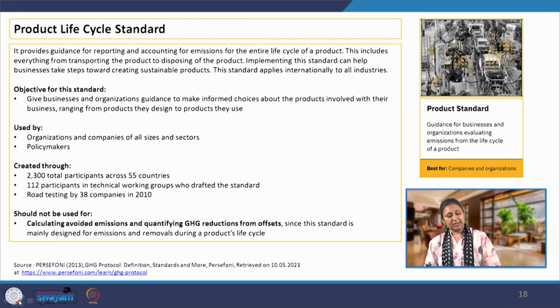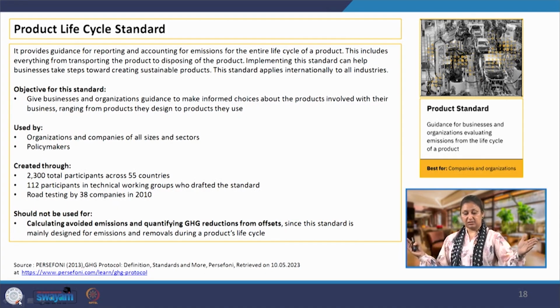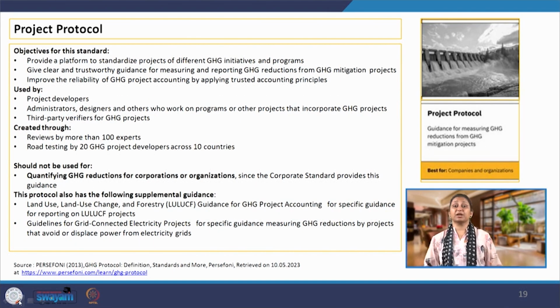The next one is the product life cycle standard, where we are talking about the life cycle of the entire product that is being delivered. As a final product, for example, for this developer house we were just talking about, if the building is the final product, what is the product life cycle emissions is what we are going to cover in this particular standard. Then we have the project protocol.